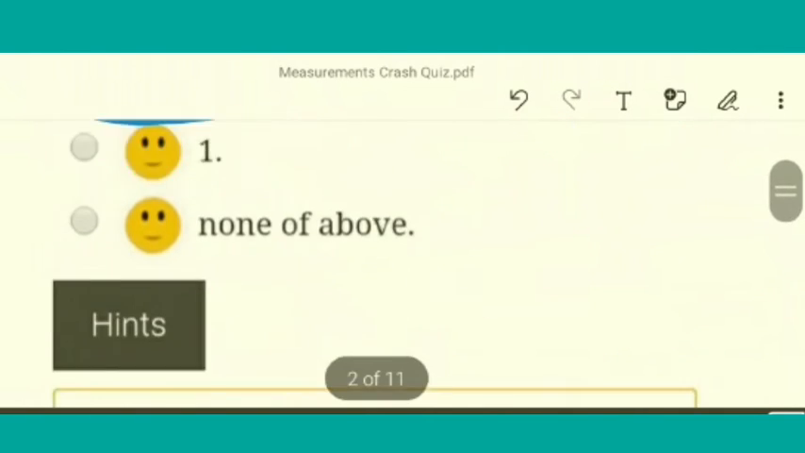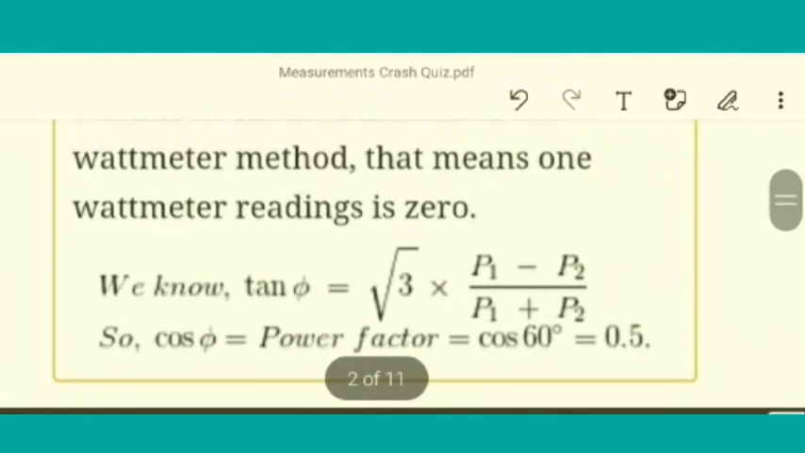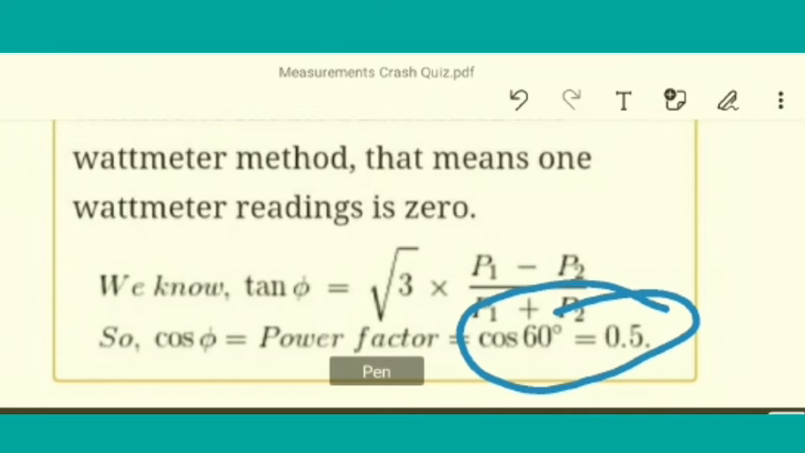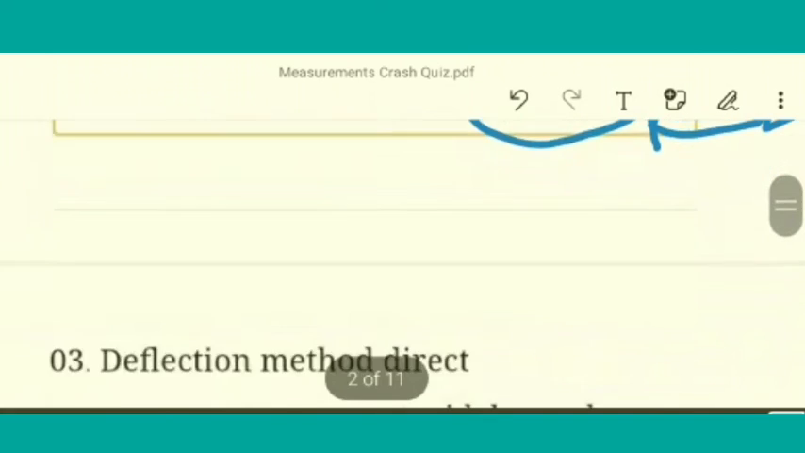Now moving towards our next question. The discussion is also giving that if tan phi equals root 3 into (P1 minus P2) by (P1 plus P2), then cos phi, the power factor, equals cos 60 degree. Cos 60 means 1 by 2, so 0.5 will be the answer. So moving towards our next question.